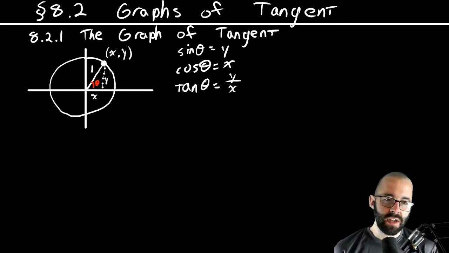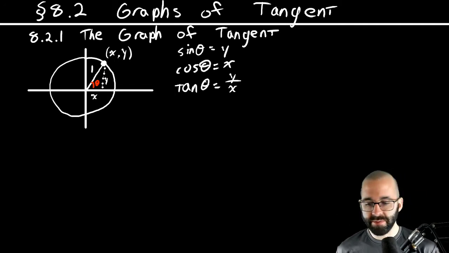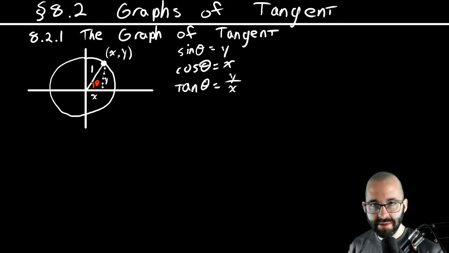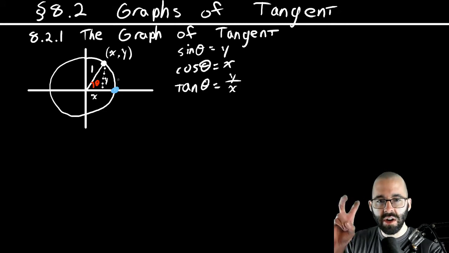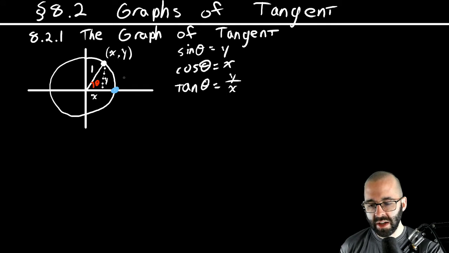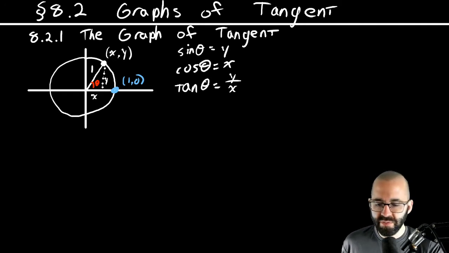So what is the value of tangent for different values of theta? And the answer is, we will see. So let's start with theta equal to 0. Well, tangent is y divided by x. The y coordinate is 0 here. So we know that tangent has to start at 0, because this is the point 1 comma 0, so 0 divided by 1 is 0. So tangent's also going to start at 0, kind of like sine.